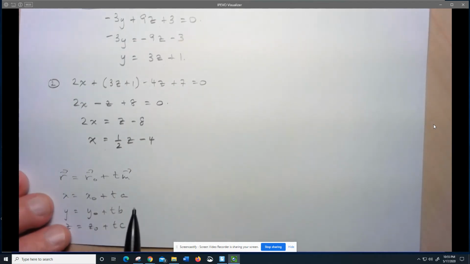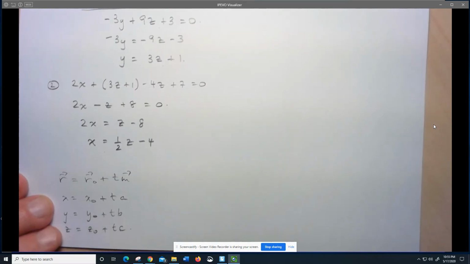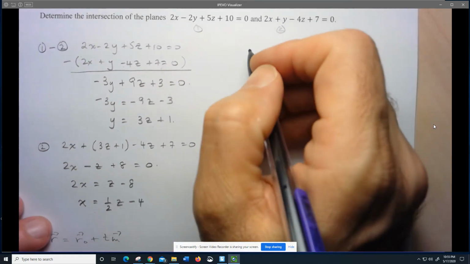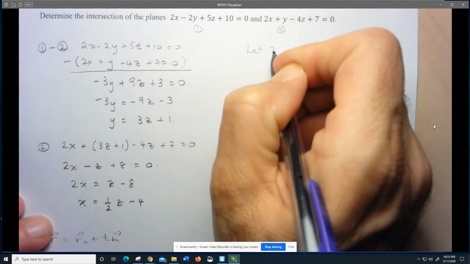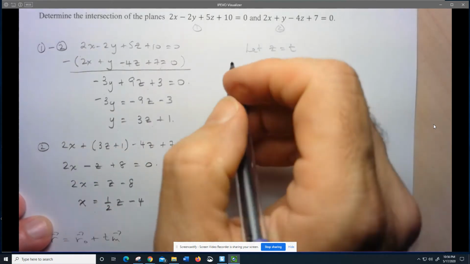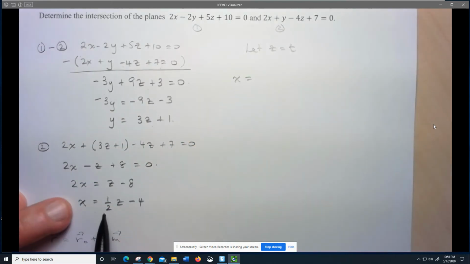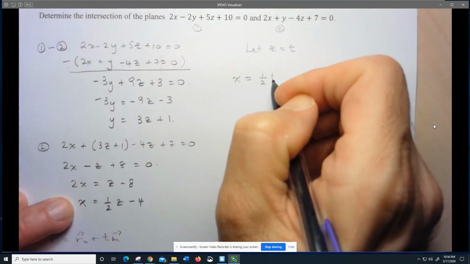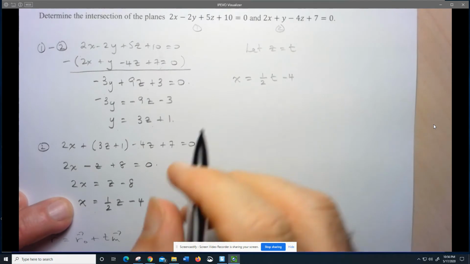So essentially what you need is to be able to write each of these expressions in terms of your parameter. Well, what I'm going to do here is just let z be my parameter. I'm going to say let z equal t. And then what happens if I let z equal t? Well, x can now be written as, instead of 1/2 z minus 4, 1/2 t minus 4.